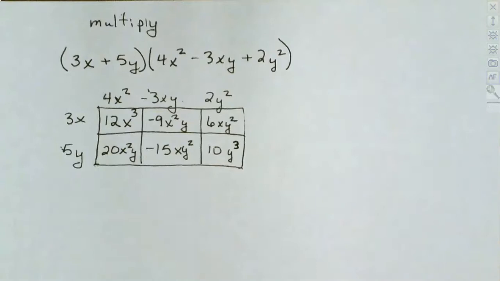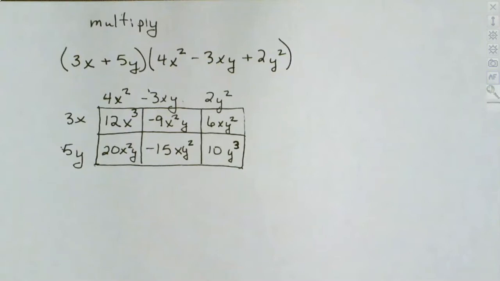Is everyone okay with that so far? So we just multiply each piece together, put it in its box. And there's other ways of doing multiplication. I think this is the easiest because it keeps everything in its own compartment, in its own box. That way we don't get mixed up.